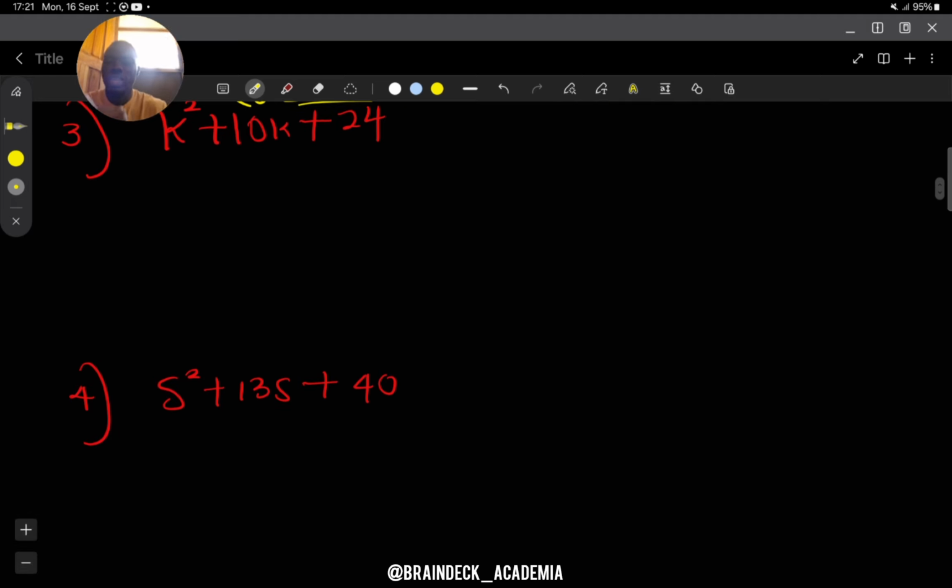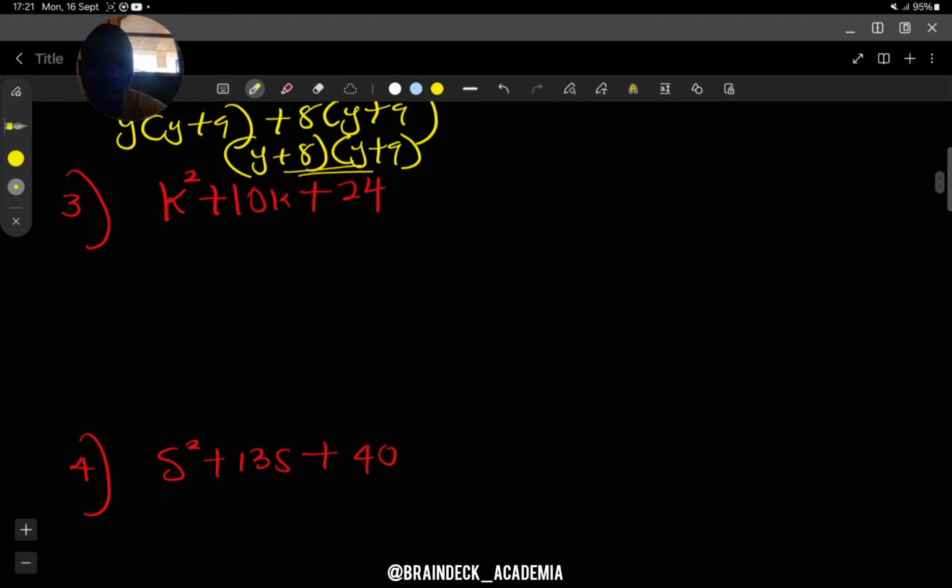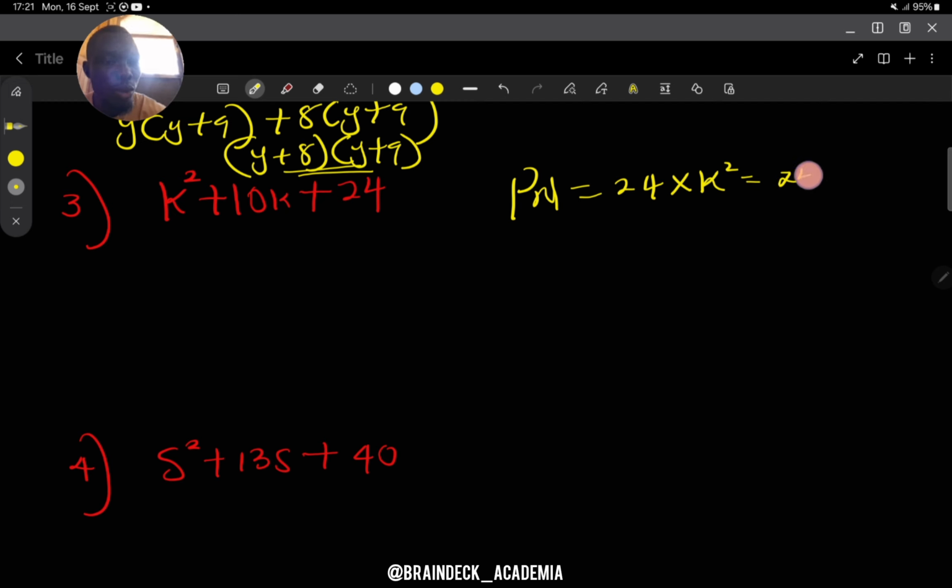All right, now to number 3. Now look at this. This is also similar to the ones we have been doing so far. Your Pn here is 24 times what? K squared, and that'll give me 24k squared. So I'm looking for two numbers that if I add, or two integers that if I subtract them, give me plus 10k.